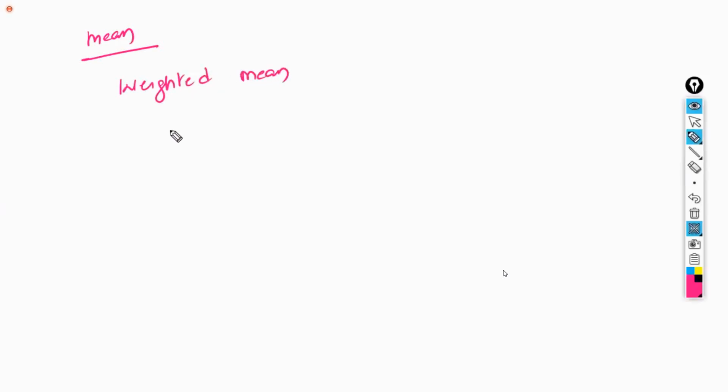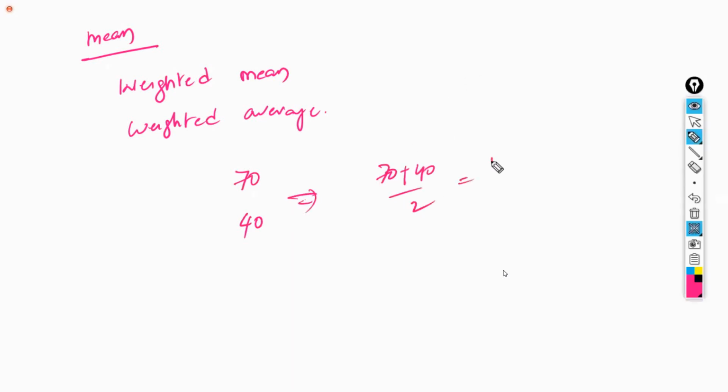Weighted mean. What is meant by weighted mean? That is nothing but weighted average. Mean is nothing but average only, right? Sir, what is meant by weighted average? For example, you are having 70 and 40. Now you are going to take the average of these two. 70 plus 40 divided by 2, which is 110 divided by 2, which is equal to 55. This is called the normal mean, which is also called the arithmetic mean. The general mean, whatever average we consider, is called the arithmetic mean.